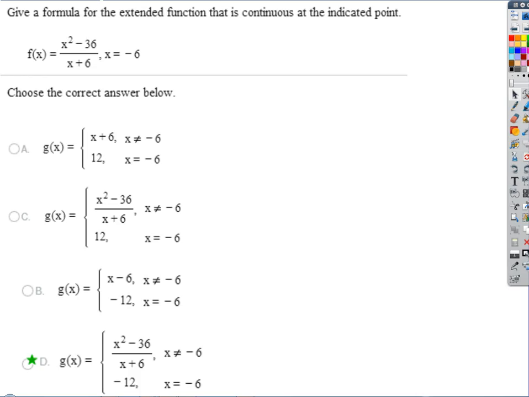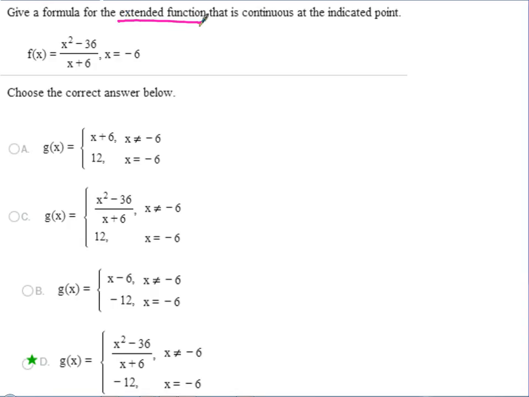I just want you to see, these are real common types of questions that you can see on calculus tests at all levels, and you want to be familiar with this. So give a formula for the extended function. Now that's a new term, doesn't show up in our textbook, but you'll hear it in calculus quite a bit. An extended function just means the function that fills in the hole. How could I extend that function by adding a single point and removing that removable discontinuity? That's what that refers to.